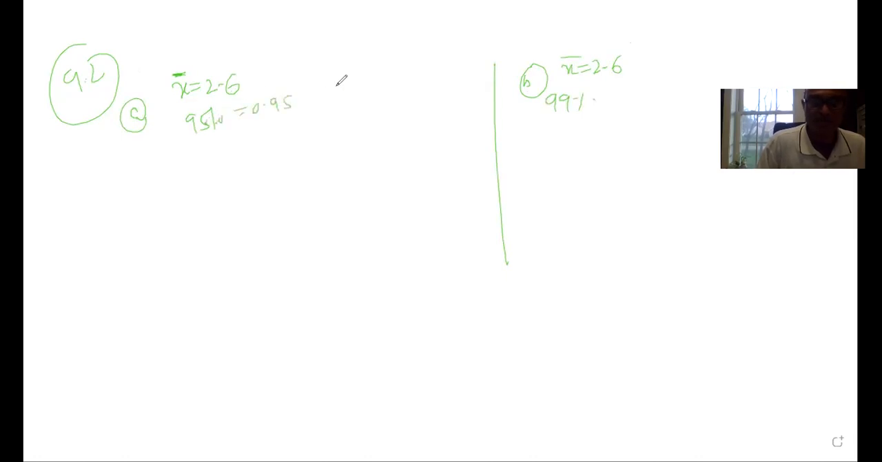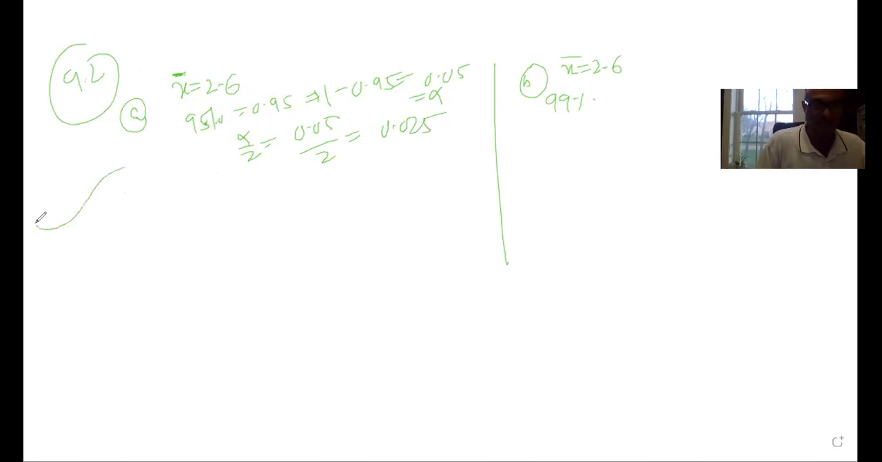first of all, as I told you, my X bar is 2.6. The Z value, we have 95%. So I would say A part and B part. This X bar remains the same, X bar is equal to 2.6, and here it is 95%, here it is 99%. 95% means 0.95. So this implies 1 minus 0.95 is equal to 0.05, and that is my value of alpha. So alpha by 2 is 0.05 divided by 2, so 0.025.